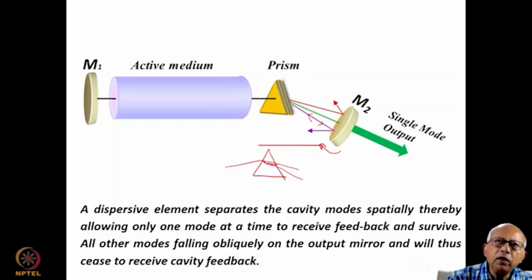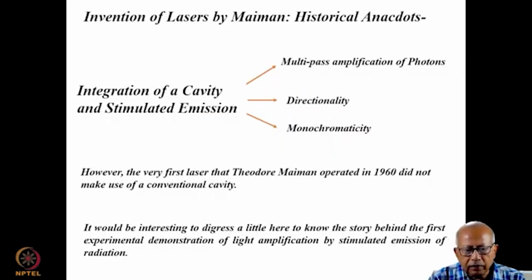However, the very first laser that Maiman operated in 1960 did not make use of the cavity. You may be wondering as to what trick Maiman played that allowed him complete dispensation of a cavity. Well, let me digress here a little to tell you the story that goes behind the first experimental demonstration of amplification of light by stimulated emission of radiation.